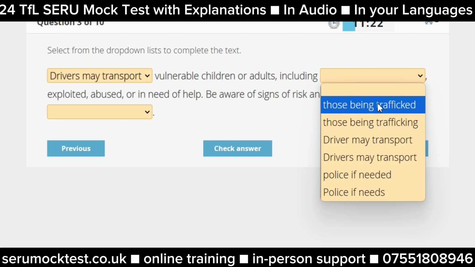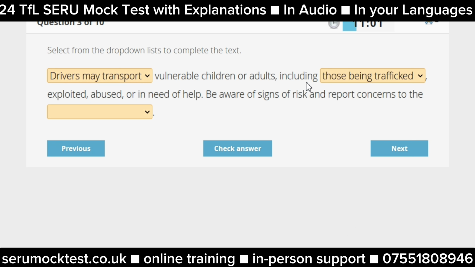Including those being trafficked, those being trafficking. So which one is correct? You think about it, which one is correct and why? The correct one is trafficked, because this is the past participle form, functioning as an adjective to describe the state of this individual. Whatever is happening with these children or adults, this is telling us of their status, and this is why it is past participle. You cannot have trafficking here because this is already happening.